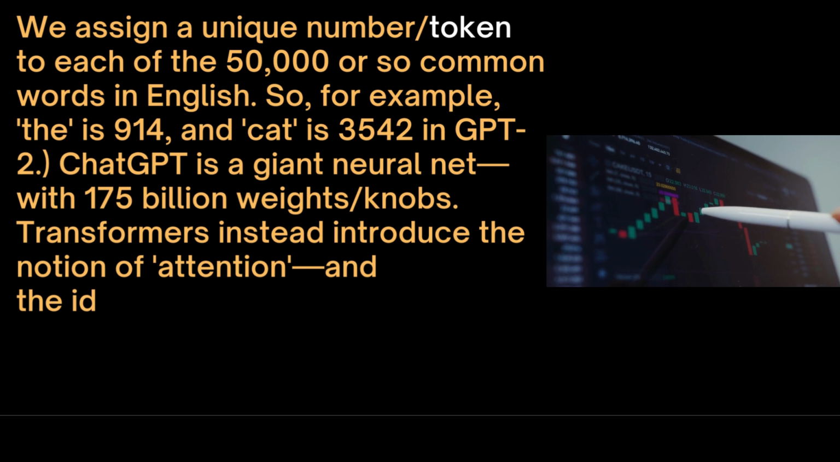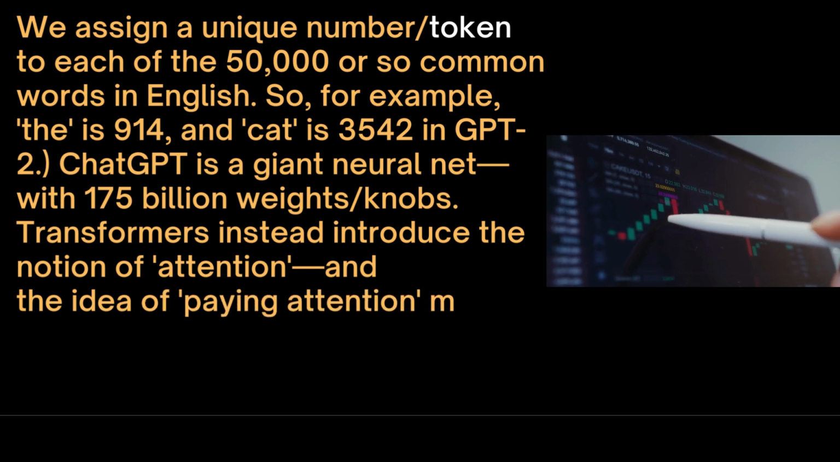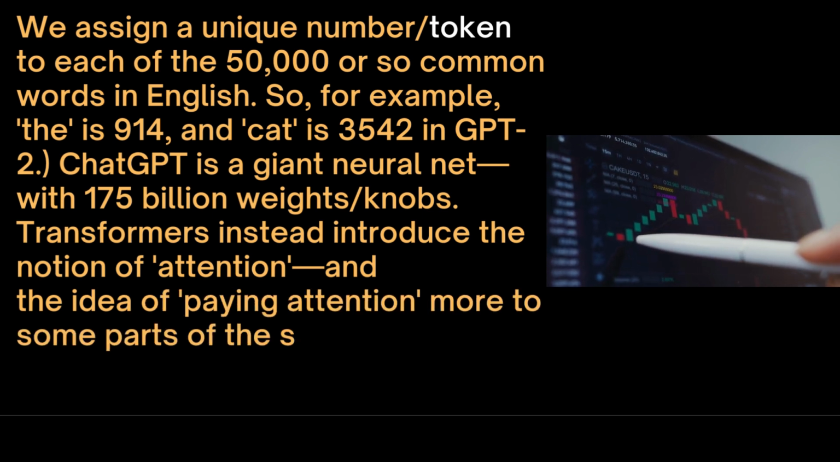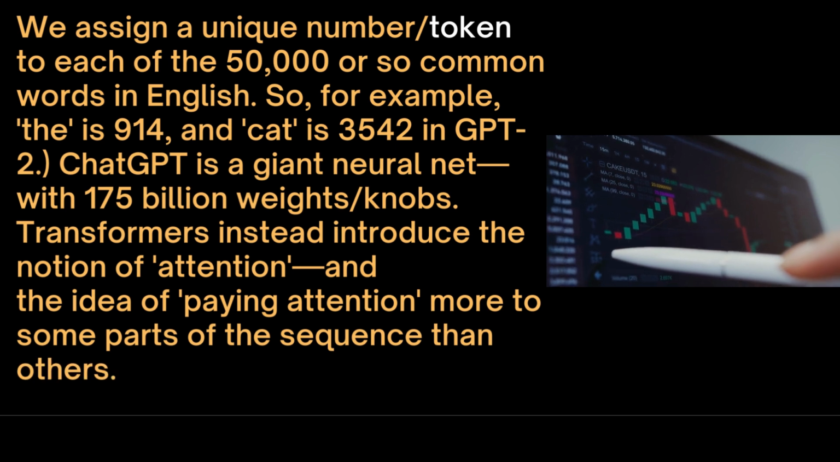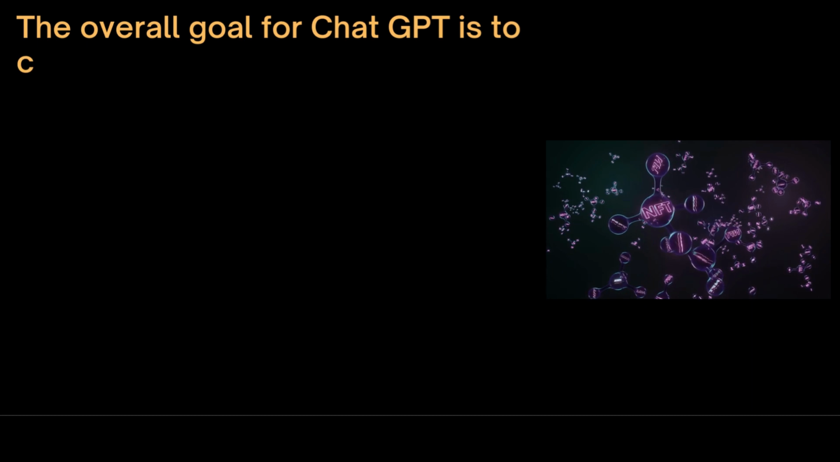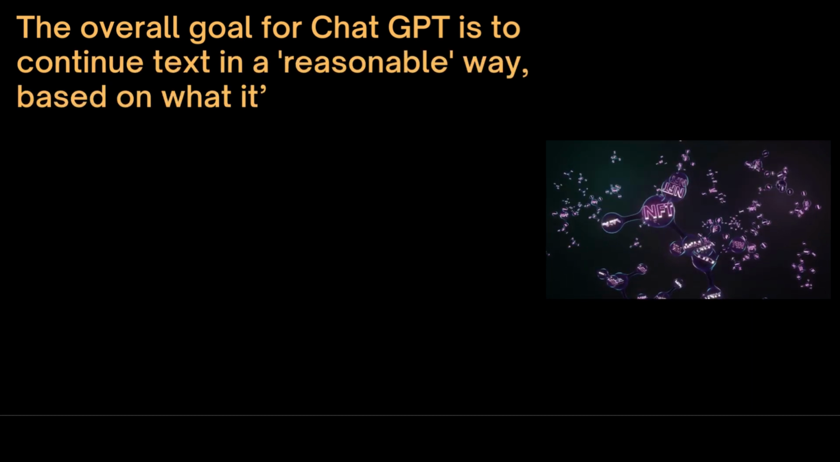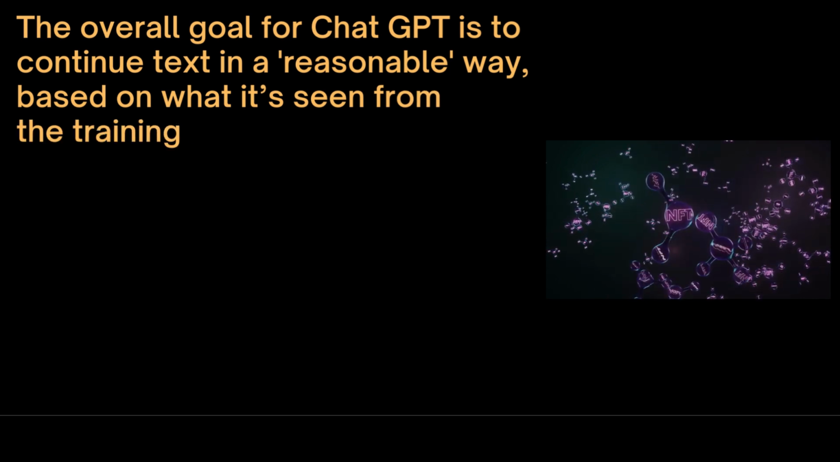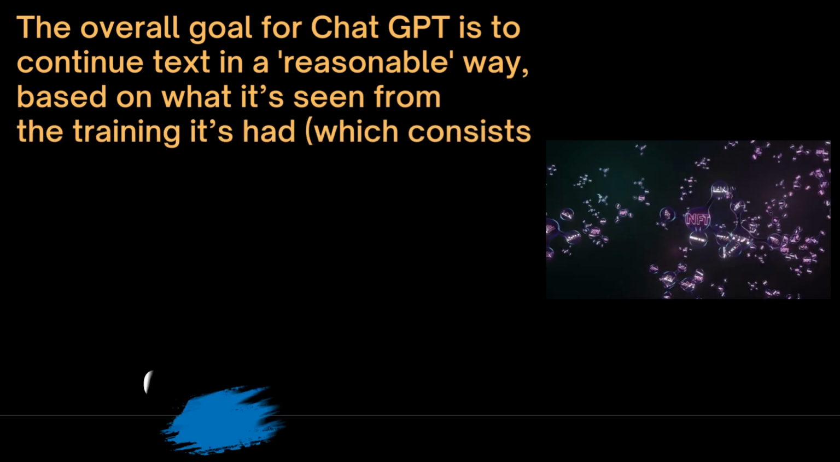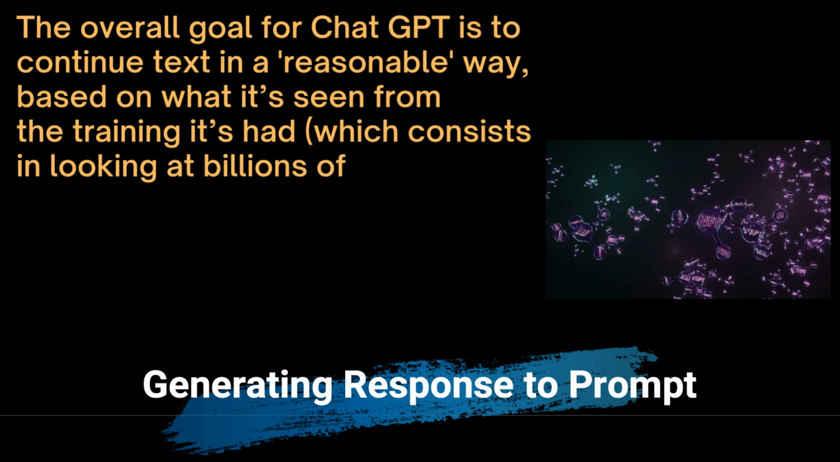Transformers introduce the notion of attention, and the idea of paying attention more to some parts of the sequence than others is at the root of ChatGPT. The overall goal is to continue text in a reasonable way based on what it's seen from the training it's had, which consists of looking at billions of pages of text from the web, etc.